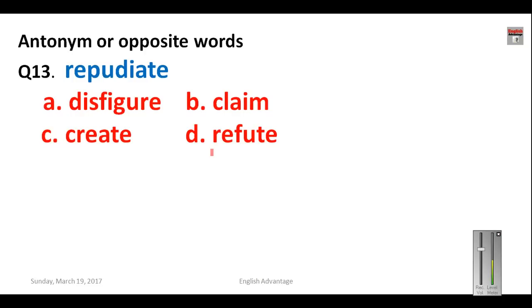Question number 13. Repudiate. Your options are disfigure, create, claim, and refute. You have to find out the antonym of repudiate. Repudiate means reject or kind of disclaim or renounce. Okay, so if you do not disclaim, you claim it. So here your answer will be B.